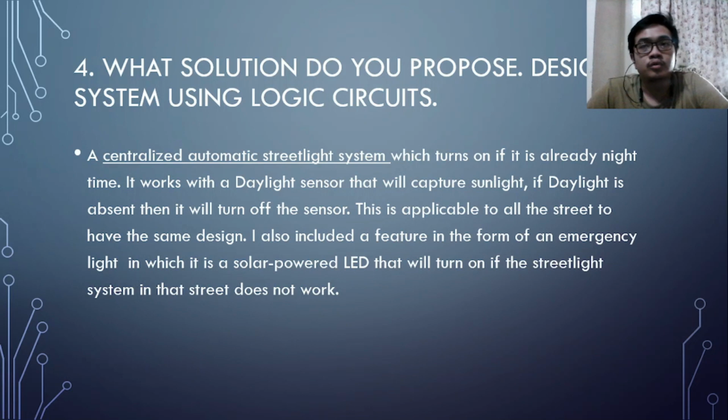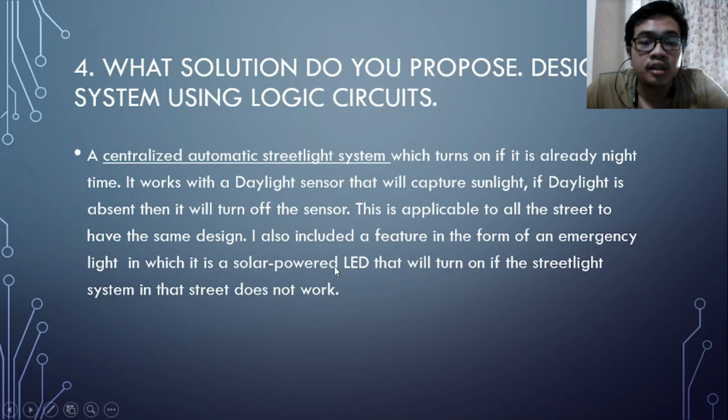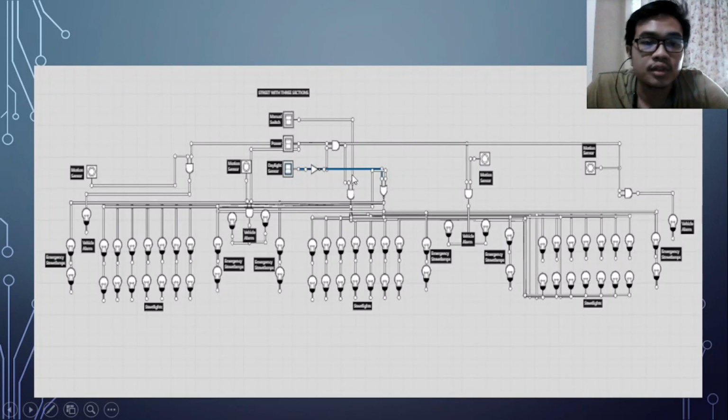So I improved the solution for what will happen if the street light is out due to power outage or malfunction. This is where this solar LED emergency street lamp comes through. I will explain further in my design. As you can see, sorry if it's a very large design. This design is for the whole street, as mentioned in the map a while ago.